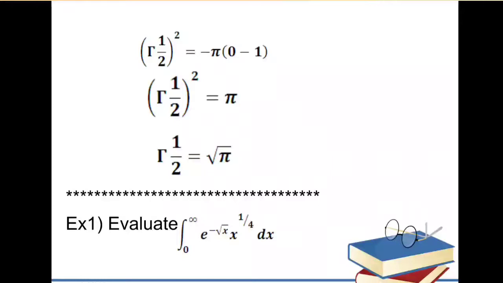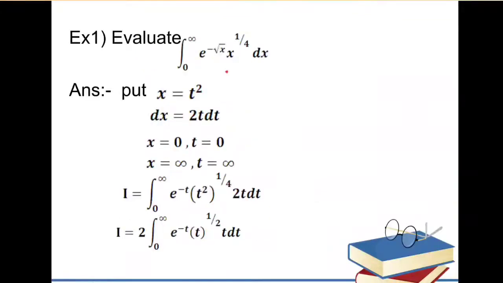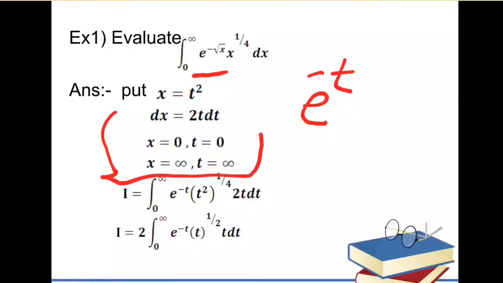Now next we are going to discuss an example: solve integral 0 to infinity e raised to the power minus under root of x raised to the power 1 by 4 dx. So see how to solve this example. In this term we require e raised to the power minus t, and here it contains under root of x. So we put under root of x equals t, that means x equals t square. If we change this term in the form of t, then we get this type of integration.